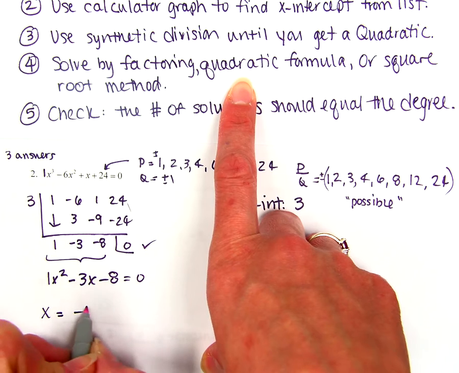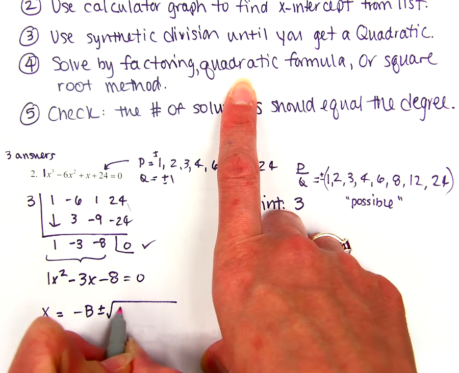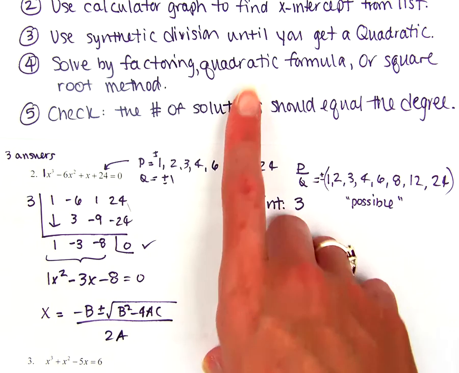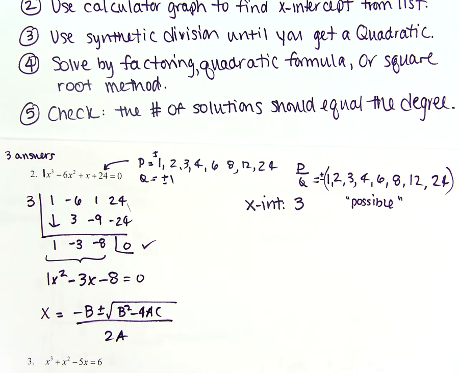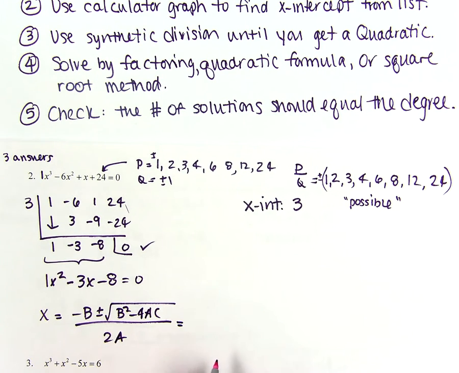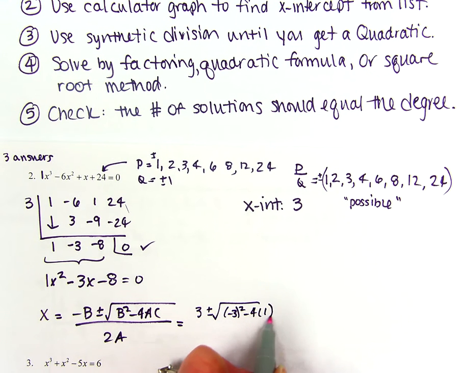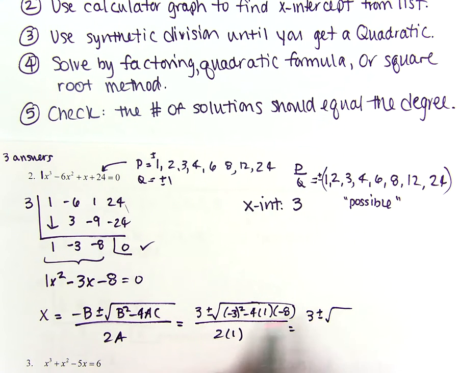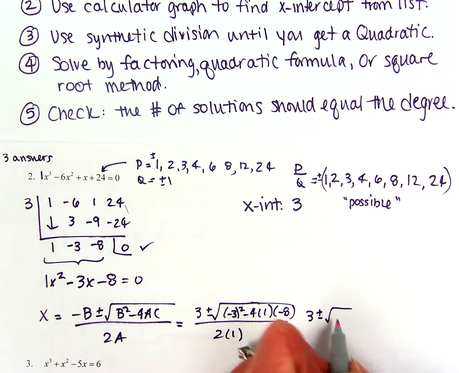So you can either do the quadratic formula by hand. Here's our quadratic formula. I guess we can set this one up by hand, and I'll show you how to do it on the calculator. So opposite of b, plus or minus the square root of b squared minus 4ac, all over 2a. So you get 3 plus or minus the square root of 9 plus 32, which is 39, all over 2.